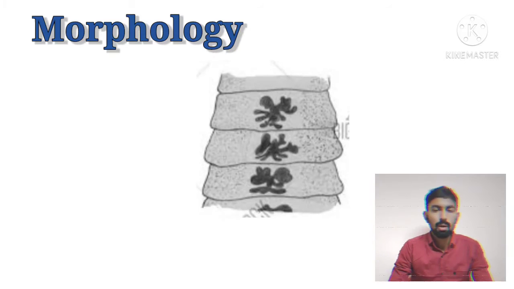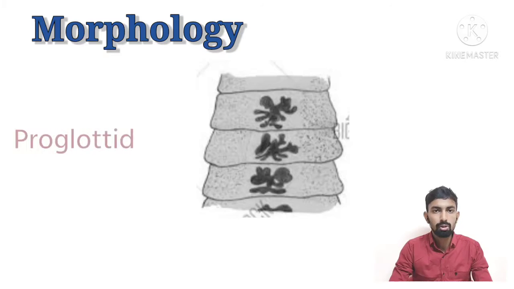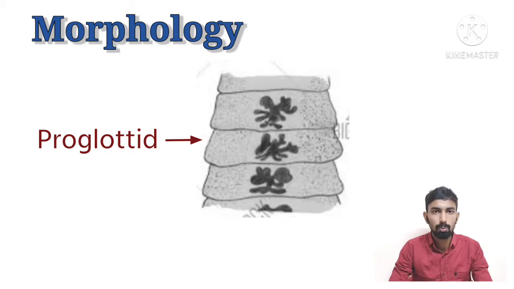The body of the worm is known as the strobila. The strobila contains a number of segments. The segments are known as proglottids. Each proglottid has a single set of reproductive organs, and also these worms are hermaphrodite in nature.